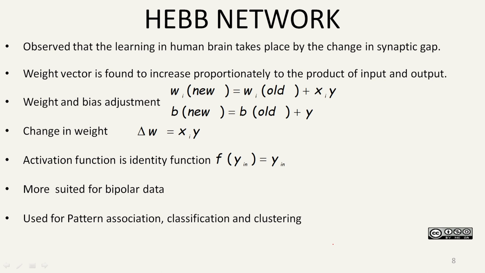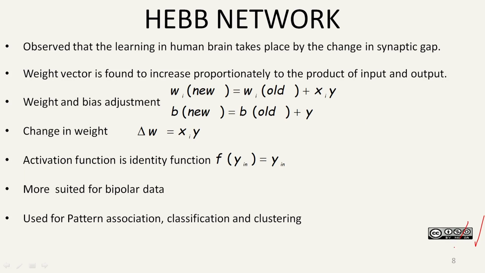For what kind of data is this network very popular? This network is very popular for bipolar data, which contains -1 on one side and +1 on the other side. What is the application of the Hebb network? This Hebb network is very popular for tasks like pattern association, classification as well as clustering. So what you need to remember is the architecture is similar to McCulloch Pitts. Net input calculation is similar to McCulloch Pitts, both with bias and without bias. The new thing that is introduced is weight updation.